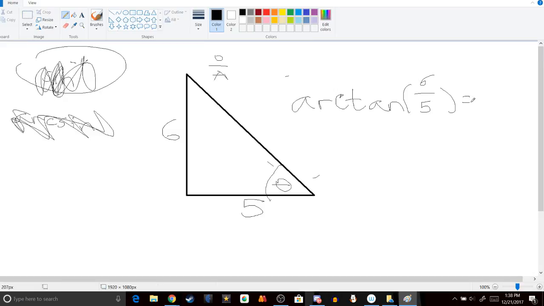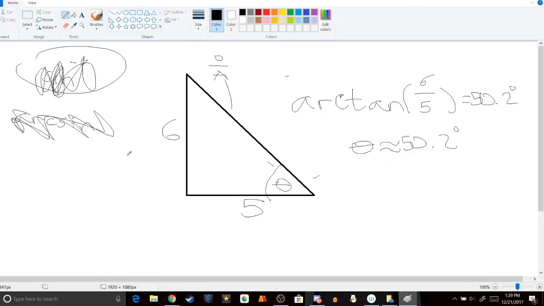So that's all you have to do. And if we do that on a calculator, I'm just going to do arc tangent 6 over 5. And it turns out to be roughly, rounding to the nearest tenth, 50.2 degrees. That's about how much theta is. It's approximately 50.2 degrees. So that is how to use the arc.